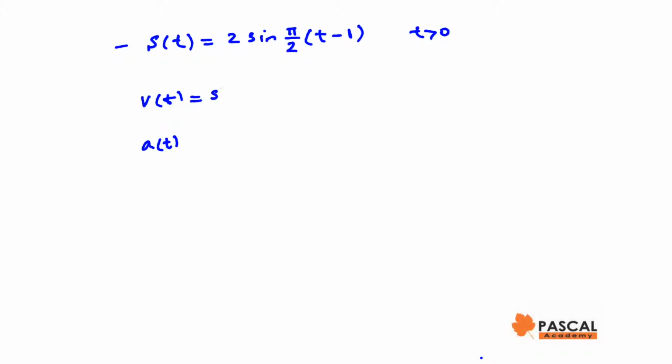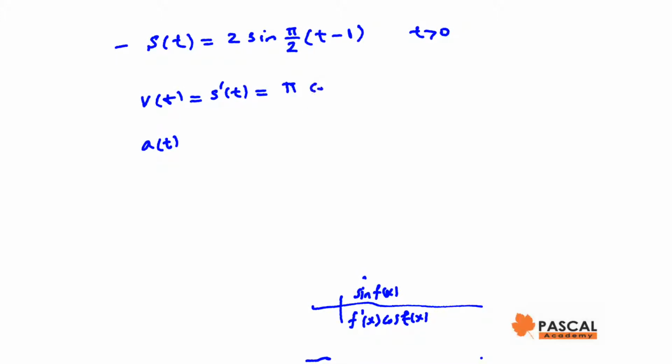We know velocity is the derivative of the position function. Derivative of sine of f of x is f prime of x times cosine of f of x. Therefore, the derivative of the given function is pi over 2 times 2, which is pi, times cosine of (pi over 2 times t minus 1).